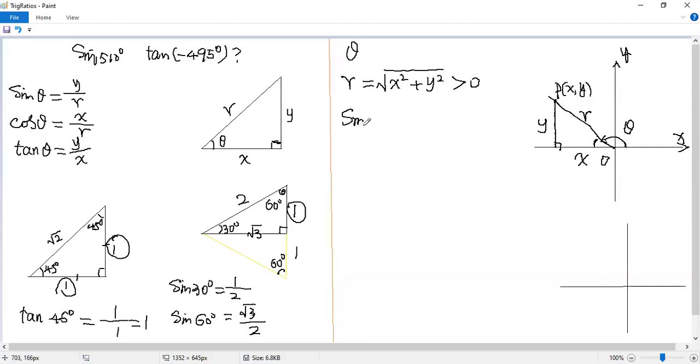Say sine theta equals opposite over hypotenuse, so y over r. We get exactly the same formula as before. The only difference is x and y could be negative. For example, if the terminal arm is in quadrant 2, then y is still positive, but x is negative because it is in the negative direction of x. Let's see the first example.